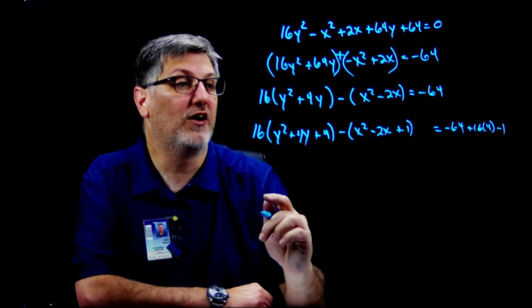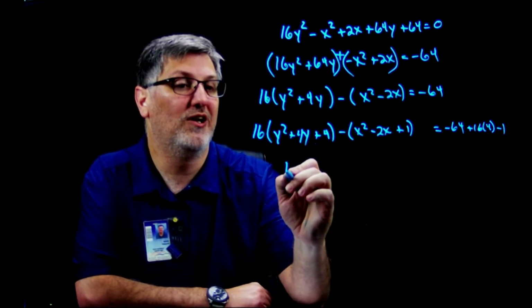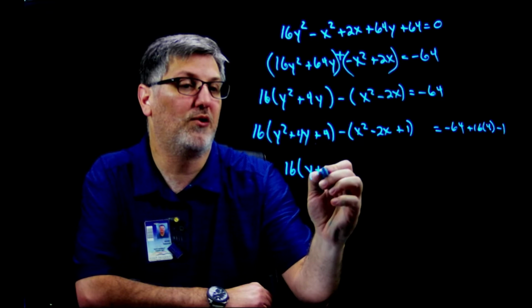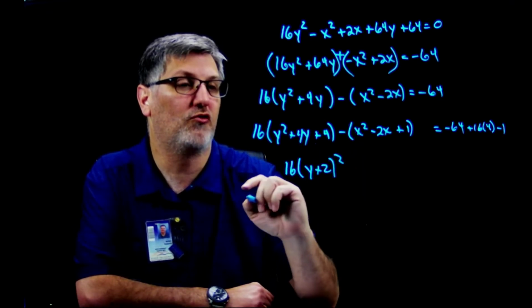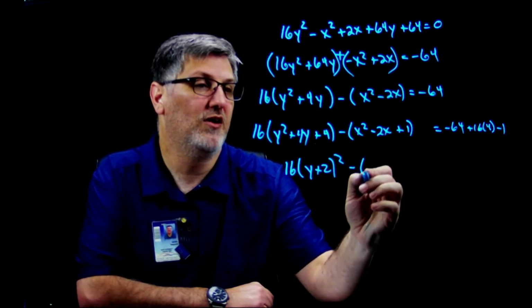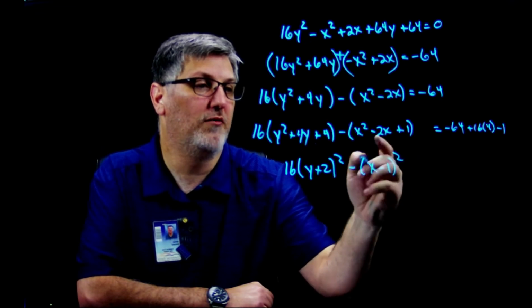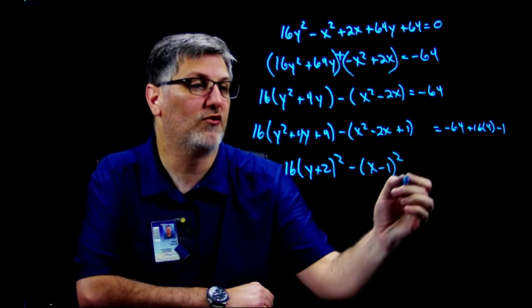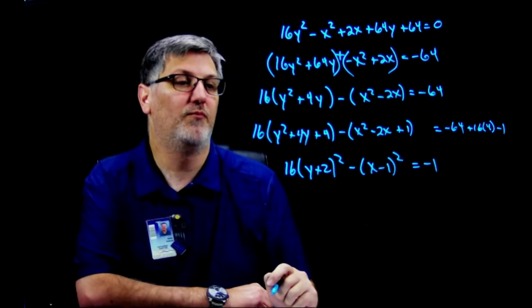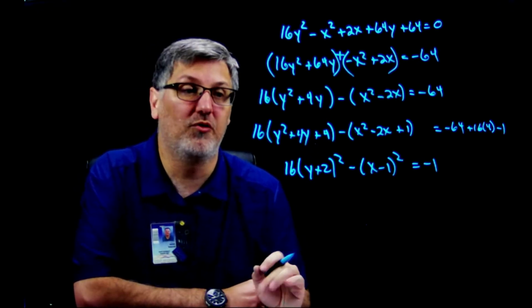Now from here, we can clean everything up, and I'm going to get 16 times (y plus 2) squared, because it's a perfect square trinomial, minus (x minus 1) squared, perfect square trinomial, that's why we complete the square, equals negative 1. I'm almost there. I'm almost to my general form.